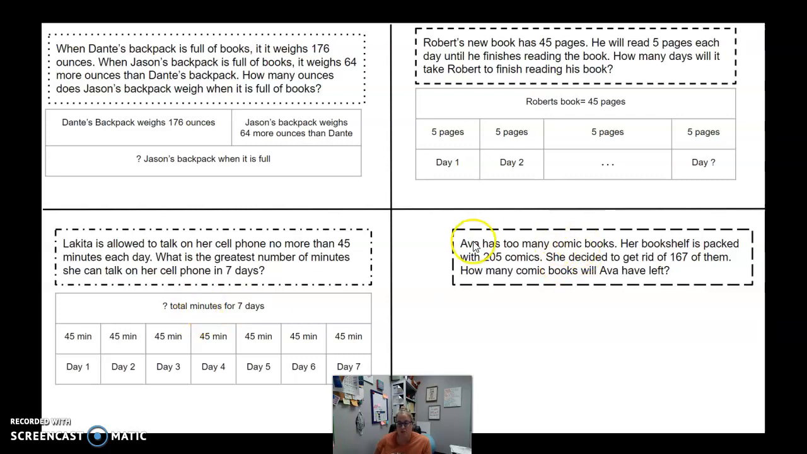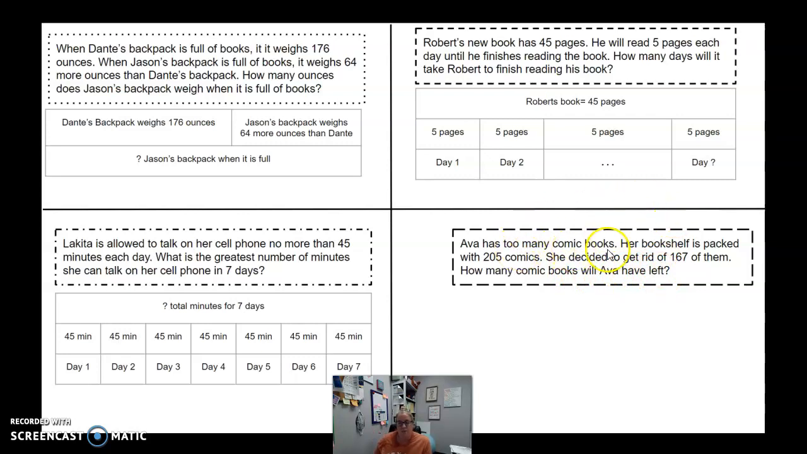My last question says, Ava has too many comic books. Her bookshelf is packed with 205 comics. She decided to get rid of 167 of them. How many comic books will Ava have left? I read it one time, so let's read it a second time.